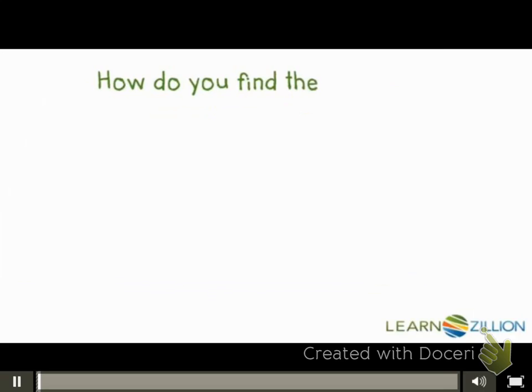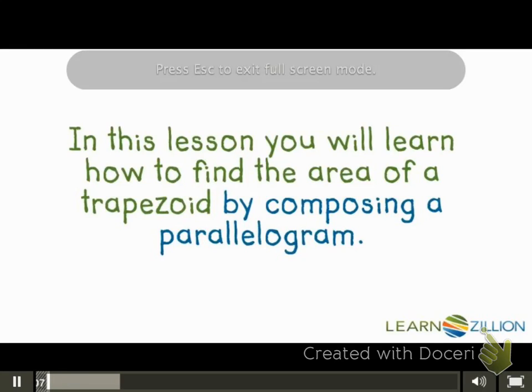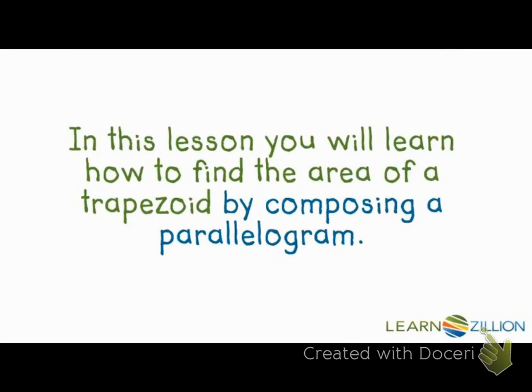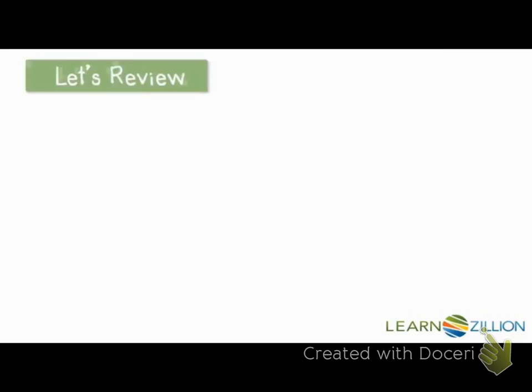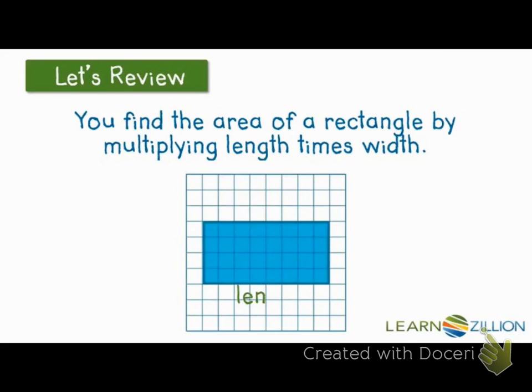How do you find the area? In this lesson, you will learn how to find the area of a trapezoid by composing a parallelogram. Let's review. You find the area of a rectangle by multiplying length times width. So we have our length times our width.